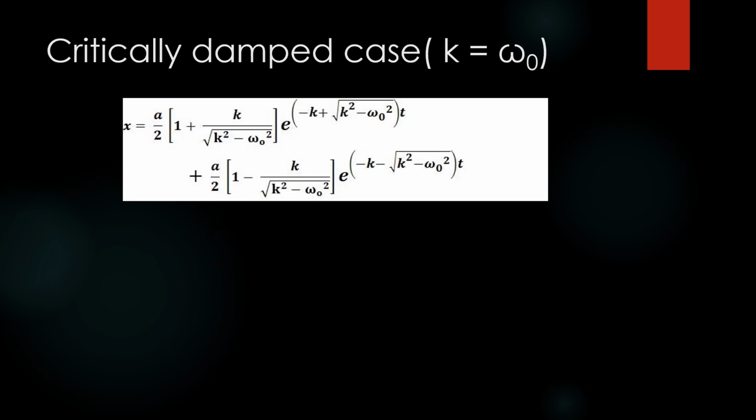Now we are going to discuss the critically damped case when the damping constant k is equal to omega 0, the natural frequency of the oscillator. Here also we will write the same solution of damped harmonic oscillation, but here please note that we have written the values of A1 and A2 in this solution, whereas for underdamped and overdamped case we haven't written the values, just A1 and A2.